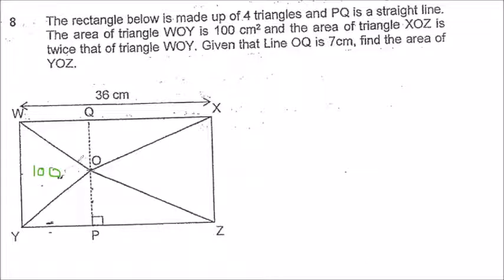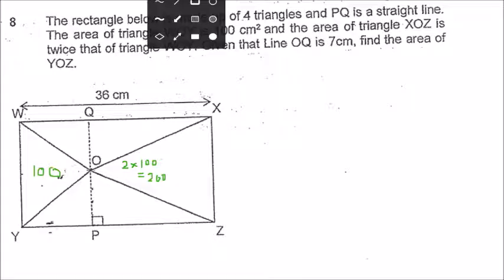And the area of triangle XOZ is twice that of triangle WOY. So twice that will be 2 times 100, that will give us 200.